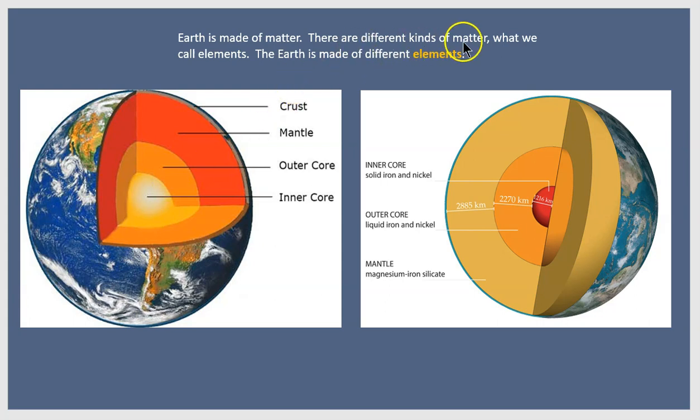But there are different kinds of matter, what we call elements. And the Earth is made of different elements. In this cutaway, we see that the inner core of the Earth is made of solid iron and nickel. Those are two elements. The outer core is liquid iron and nickel. And the mantle is composed of different elements. And the crust will be composed of yet other elements.